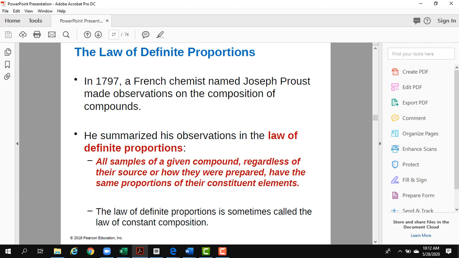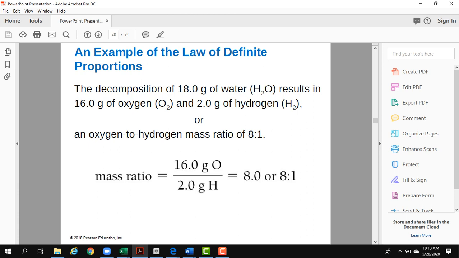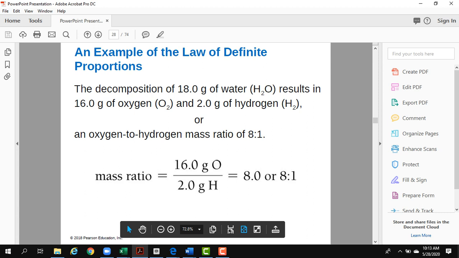Let's go to the, so this is some example about law of definite proportion. I'll explain it slowly. The decomposition of 18 grams of water results in 16 grams of oxygen and 2 grams of hydrogen. So always the ratio of oxygen to hydrogen is 8 to 1, right? 8 to 1. So that's always the ratio. It doesn't give any other ratio. So that is the law of definite proportion.